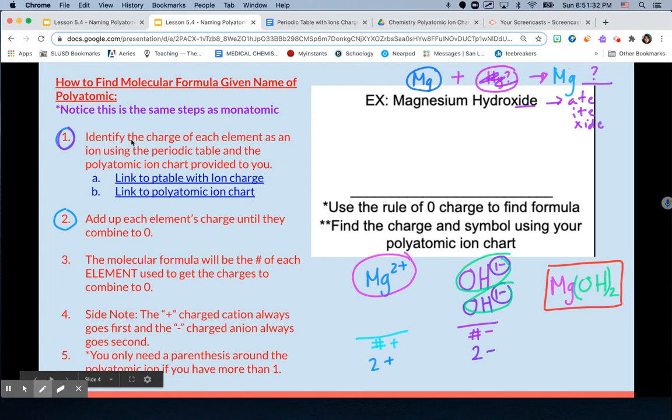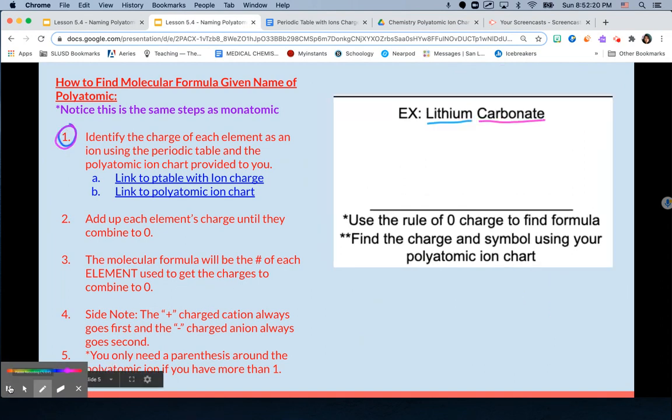right? So these are the 3 steps we use to solve, and let me do one more where we don't need the parentheses, just so you can see. Okay, so for this next problem, I'm given the name lithium carbonate, and I want to try to figure out its formula, right? So same thing as before. I'm gonna go ahead and look up the charge of lithium on my regular periodic table, because I know this is a regular element.